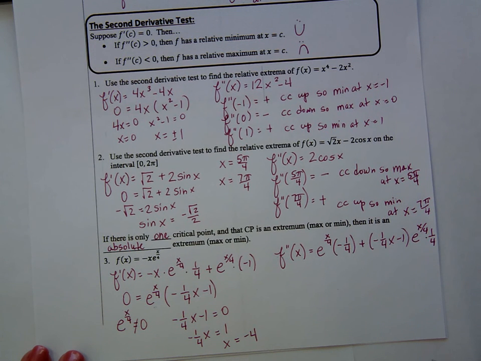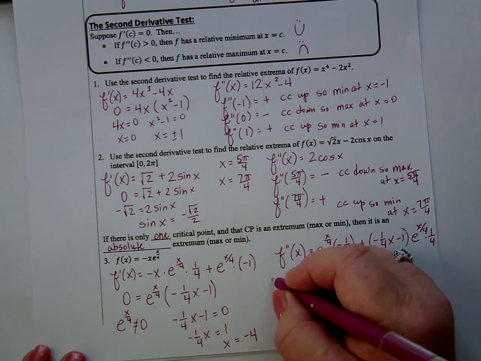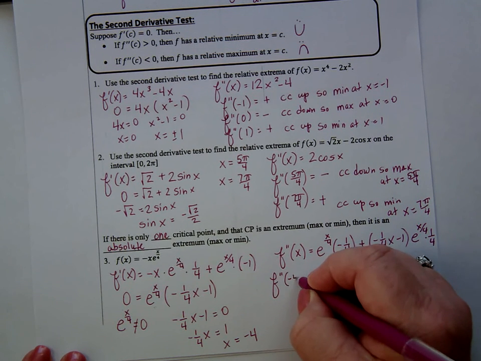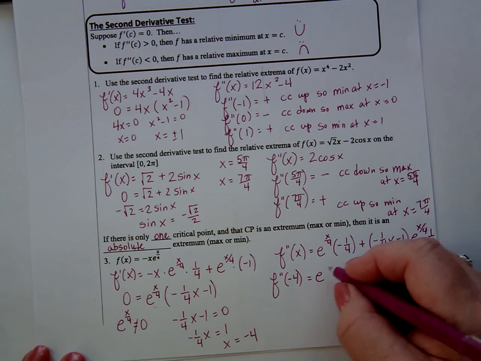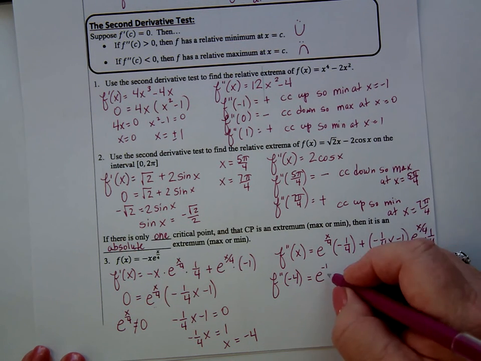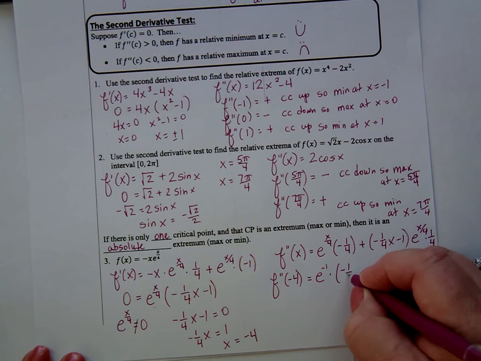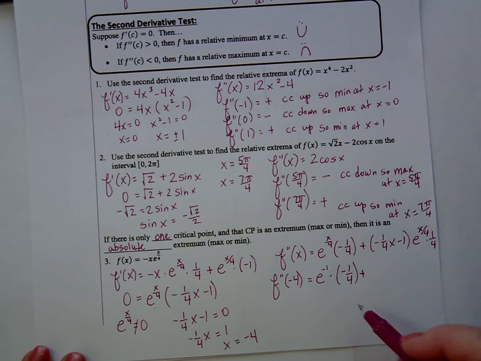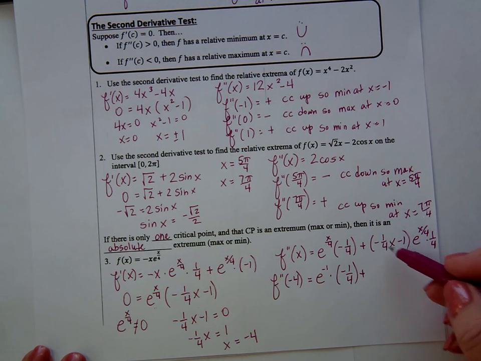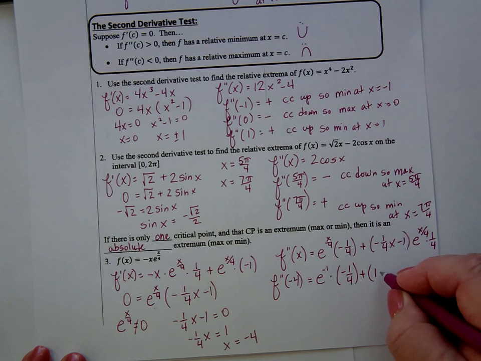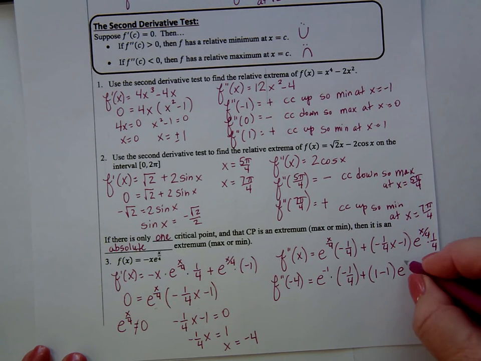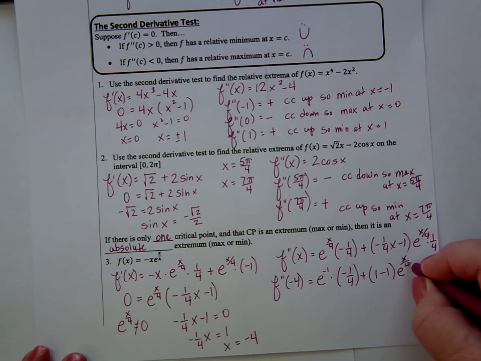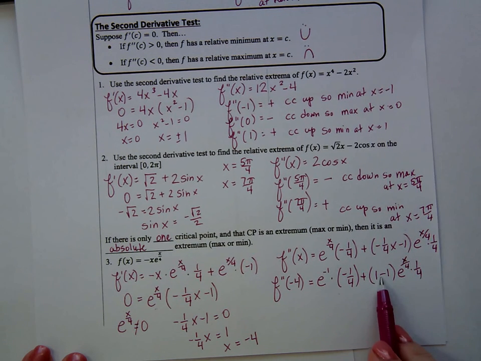Do I need to simplify that out? I don't know. I can put the 4 in, let's see. Ultimately, I want to know what f double prime of negative 4 is. So e to the negative 4 over 4 is negative 1, times negative 1/4, plus negative 4 times 1/4, is positive 1 minus 1. And I don't even care about the rest of this, because if you think about it, if this is 0, then the whole thing zeroes out.